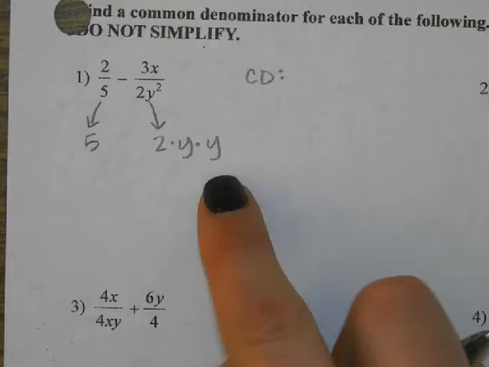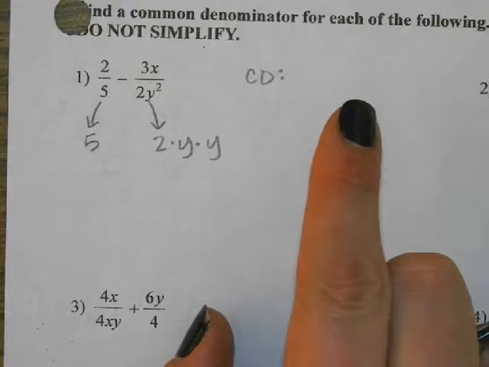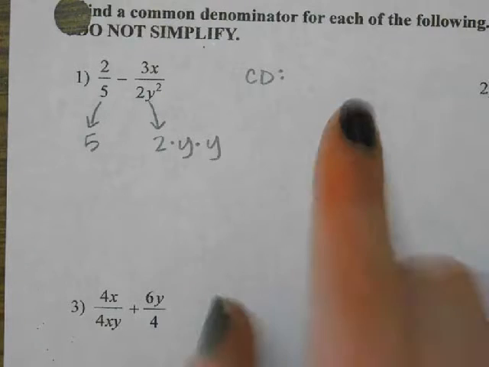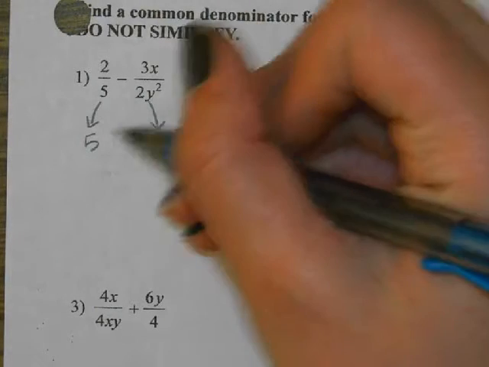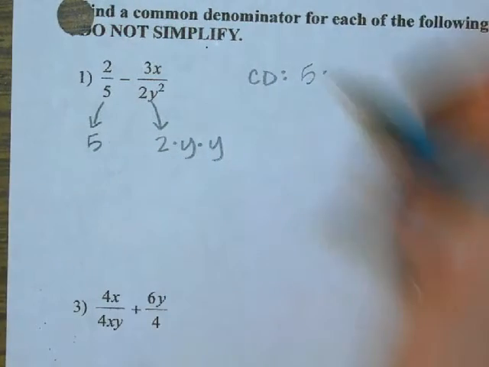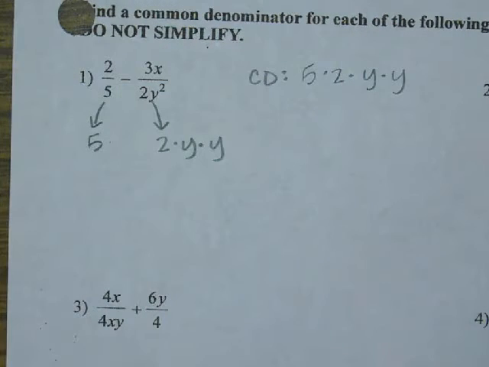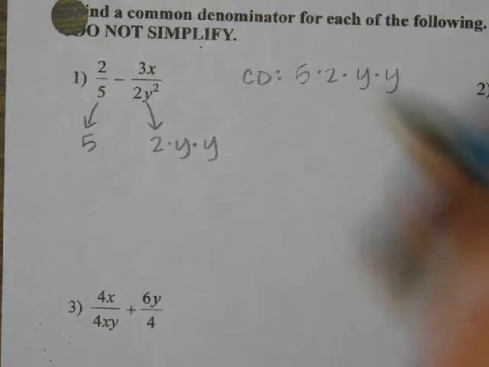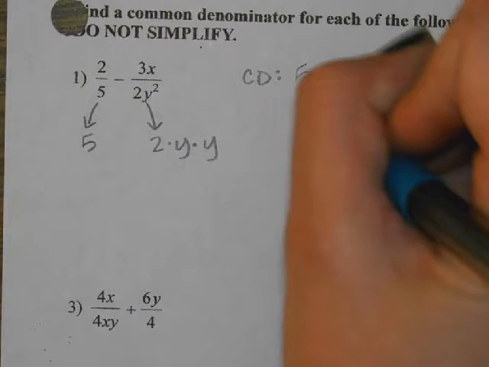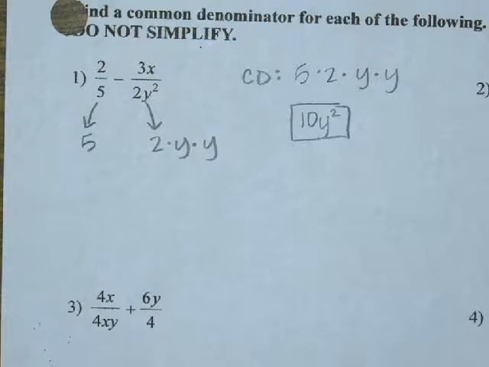So now if we look at these, these are all the pieces in our denominators. What does our common denominator need? It needs a 5. It needs a 2. And it needs 2 y's. So that means that our common denominator is 10y squared. So that's the first half of our answer, because if you look at the instructions, they ask you to find the common denominator, so we just found it.